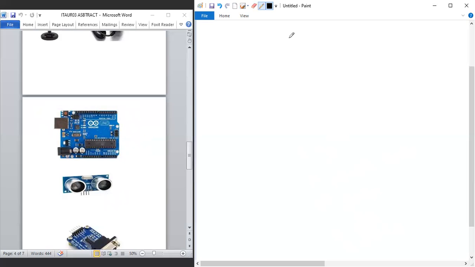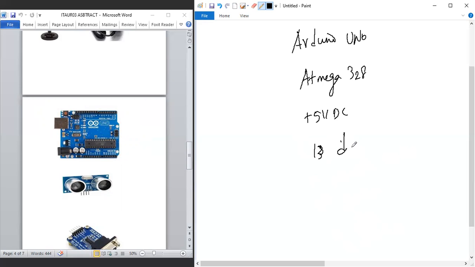Next we are using the Arduino Uno controller. The controller board name is Arduino Uno, and the IC name is ATmega328. Its operating voltage is plus 5 volt DC, and it has 13 digital pins and 6 analog pins. Here we communicate using the UART protocol, Universal Asynchronous Receiver Transmitter, for communication with the other devices.